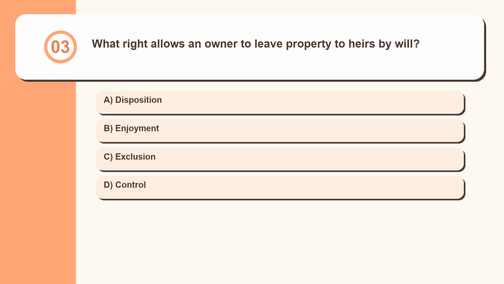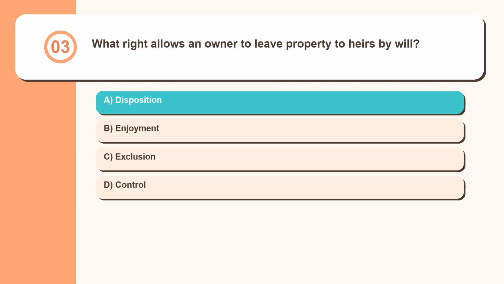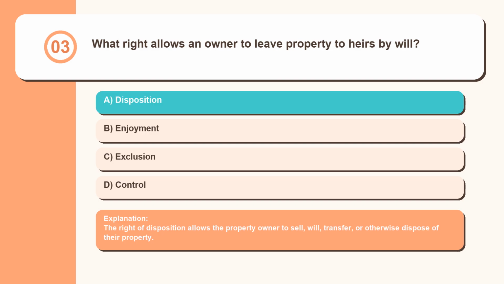Question 3. What right allows an owner to leave property to heirs by will: disposition, enjoyment, exclusion, control? The right of disposition allows the property owner to sell, will, transfer, or otherwise dispose of their property.